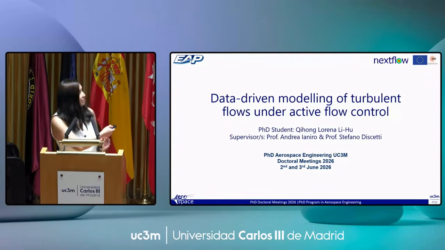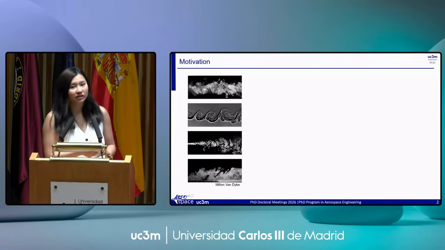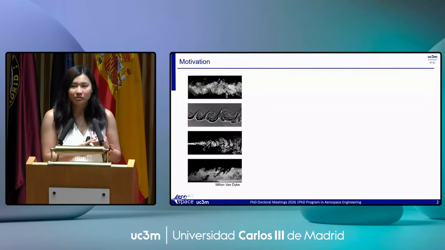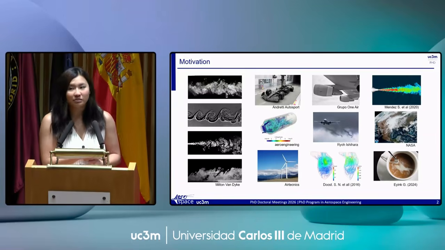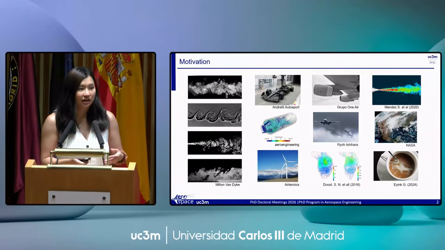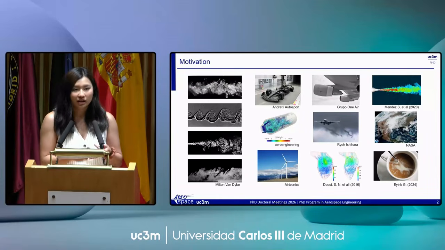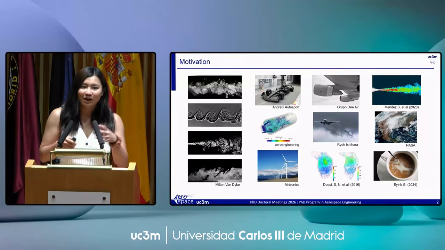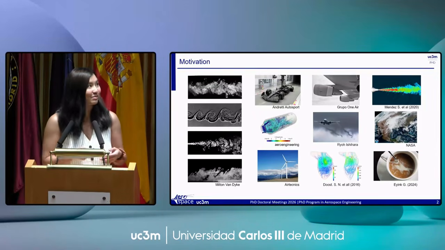To start with, let me say that turbulence is everywhere. We cannot only find it in canonical flows such as turbulent boundary layers, wake flows, or shear layers, but we can also find it in many, many situations around our daily lives. For instance, in wind turbines, cardiac flows, weather, the cups of coffee. And just to give you a quick example, even today, we just heard the word turbulence many, many times.